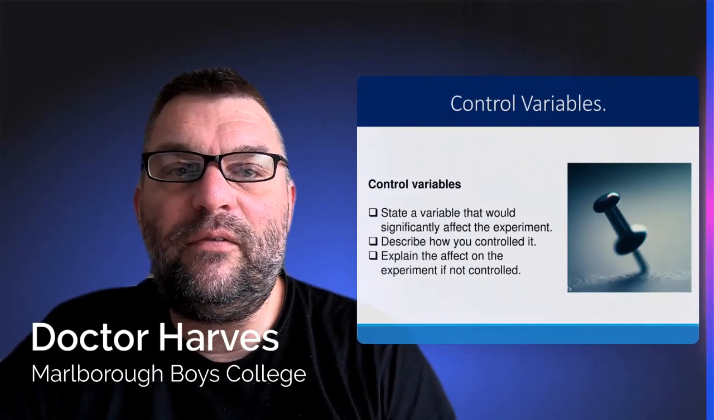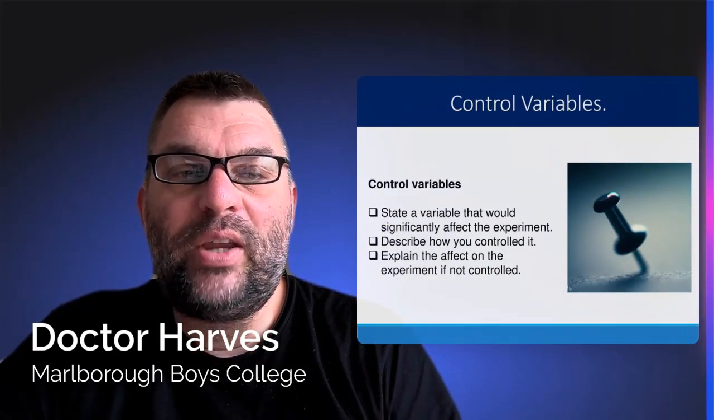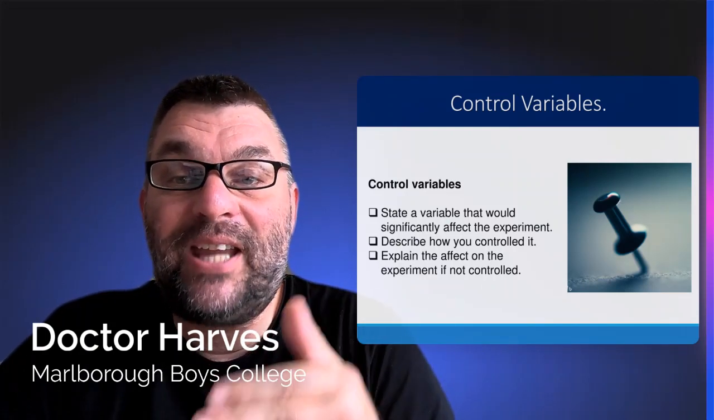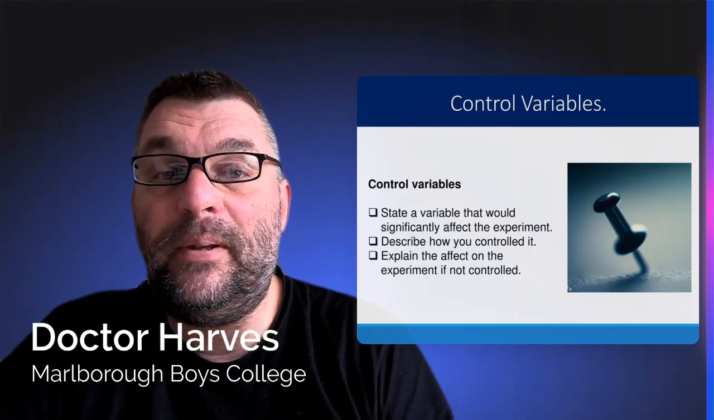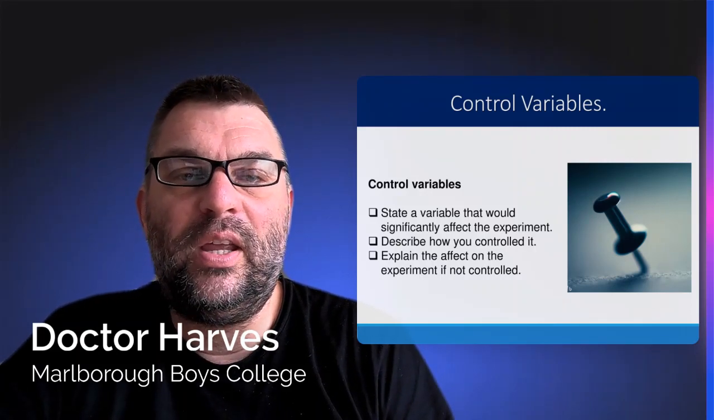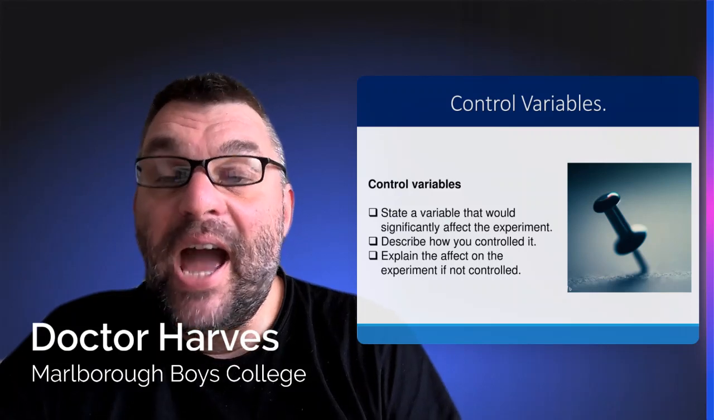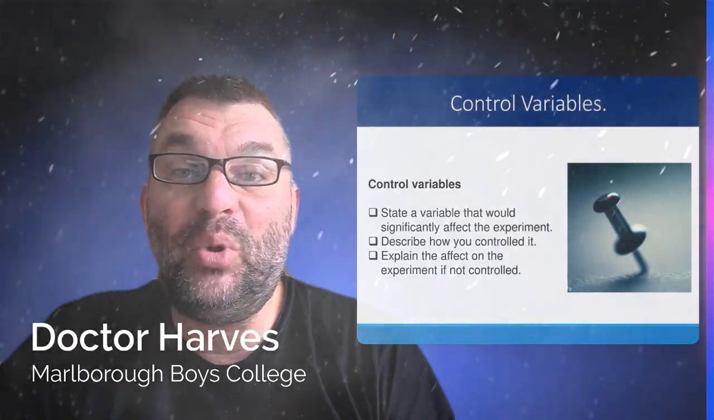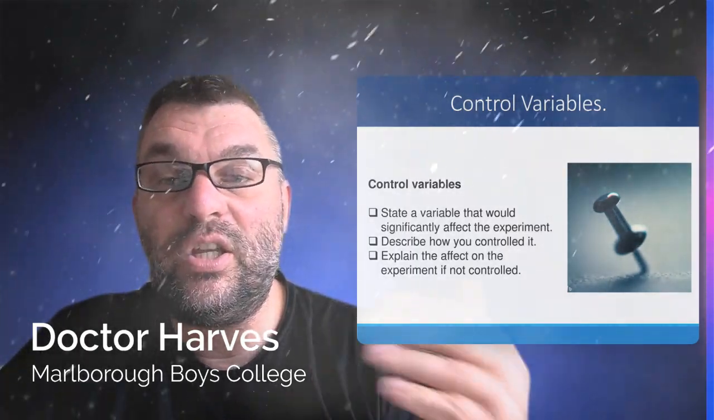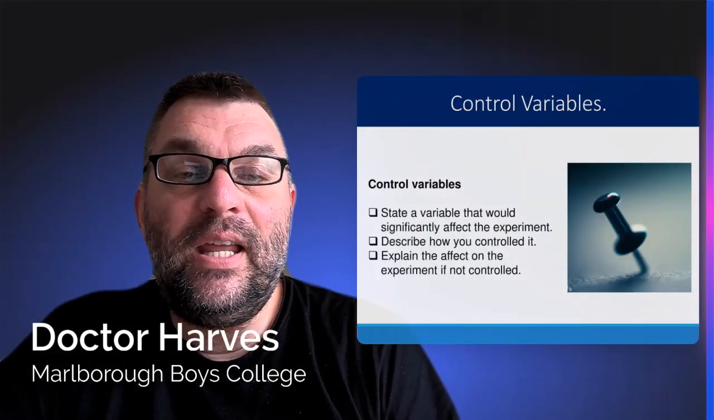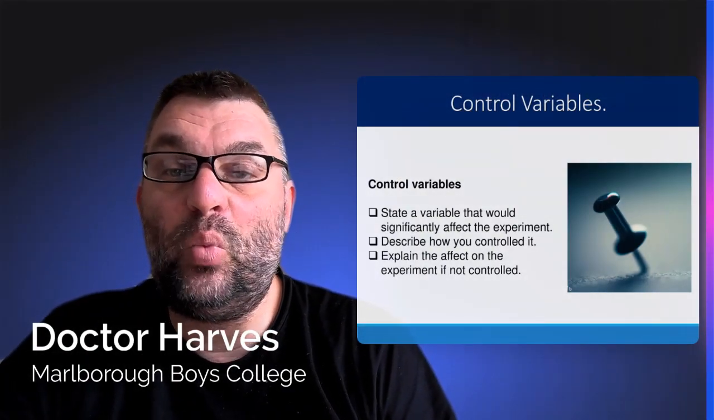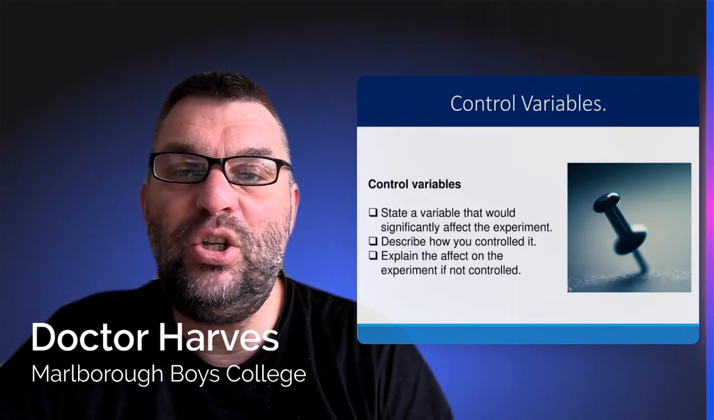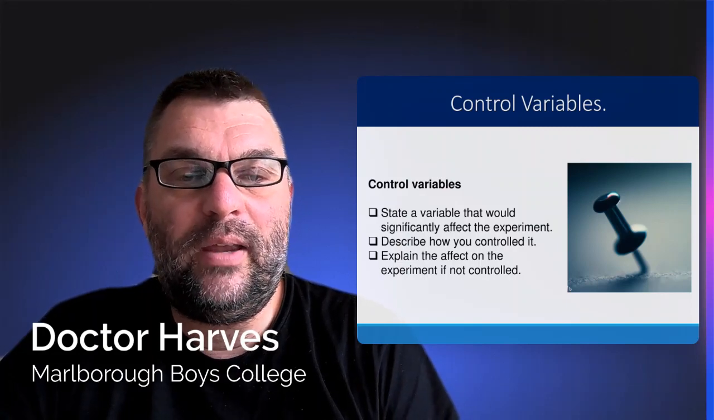And the last kind of variable is the control variables. Okay, so again, you're stating at least one control variable, which you have to keep the same, and then explain, well, what would happen if you didn't keep that variable the same? Okay, describe how you controlled your control variable. So for example, if it's a pendulum experiment, maybe you kept the door closed so wind wasn't rushing in, so it wouldn't affect the pendulum. And then explain the effect on the experiment if it was not controlled. So again, with the pendulum, then you wouldn't really know the time period for the pendulum, because the wind may also affect it.